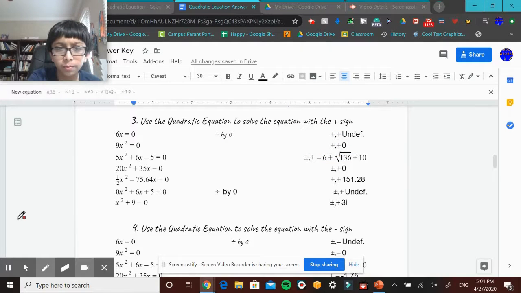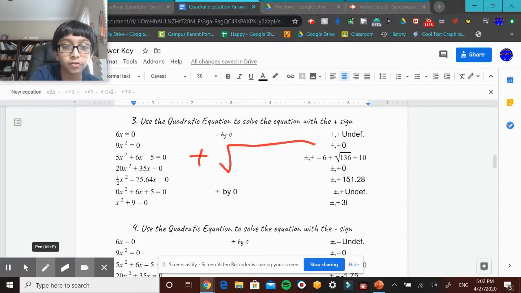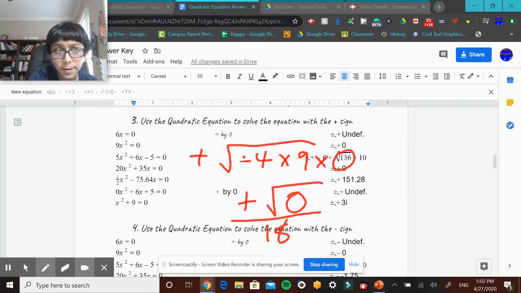Negative b, which is 0, plus or minus the square root of b squared. Now, the thing is, I said use the quadratic equation with the plus sign. So what I want you to do is, instead of writing plus or minus, my mistake, just plus the square root of b squared, which is 0, minus 4 times a times c. Since c is 0, we automatically know that it's plus the square root of 0 divided by 2a, which is 18. And 0 divided by 18 is 0, so our answer is going to be 0.